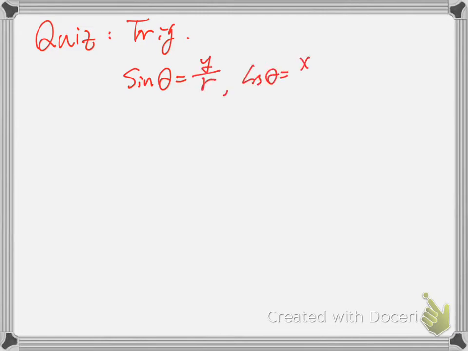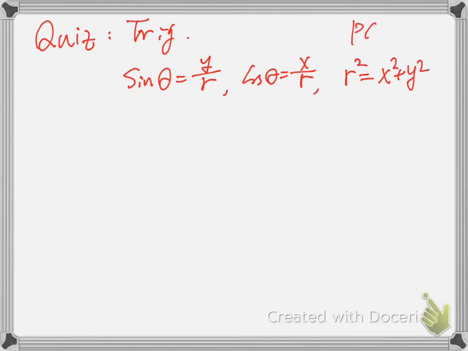Okay, so this is our quiz 4 about trig functions. The most important thing is you draw the right triangle in the xy plane. You have to remember sine theta is y over r, cosine theta is x over r, and the relation between x, y, r is r squared is x squared plus y squared.